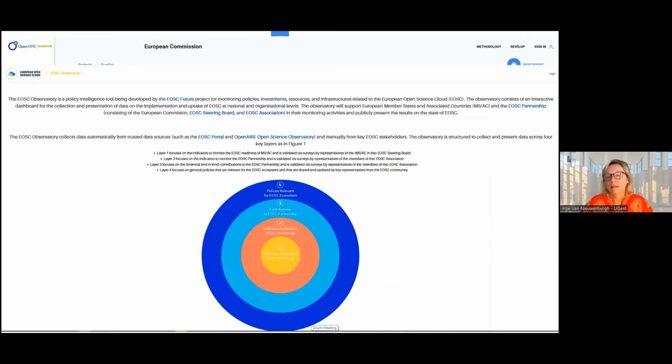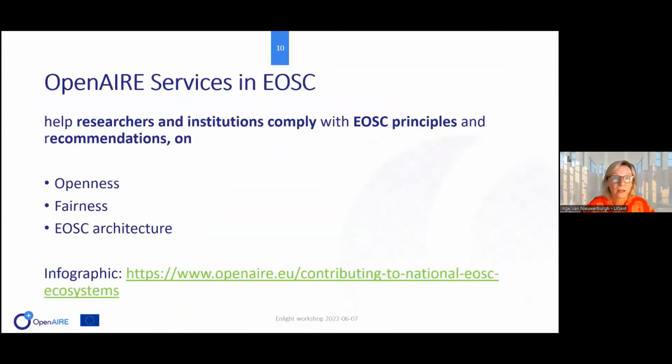There's a lot of things going on in EOSC, and the EOSC Association, the European Commission, and the member states want to know how things are evolving: how are member states, infrastructures, and the EOSC Association together developing this EOSC. An observatory is being developed there. It's still early stages, but I wanted to mention that as well.